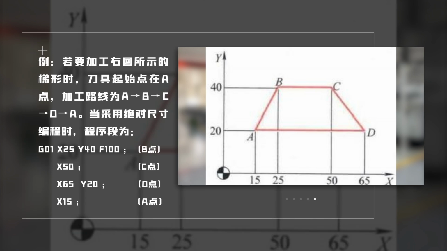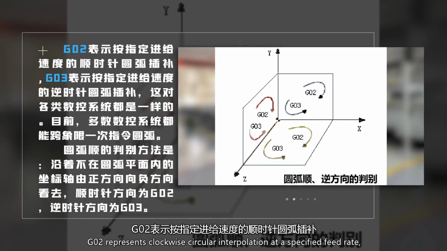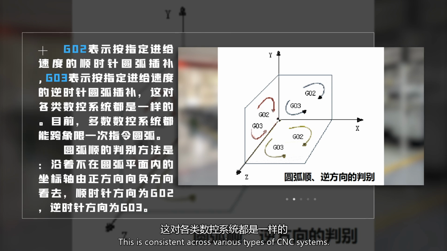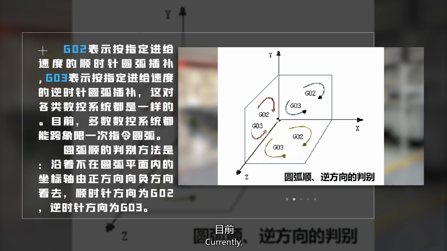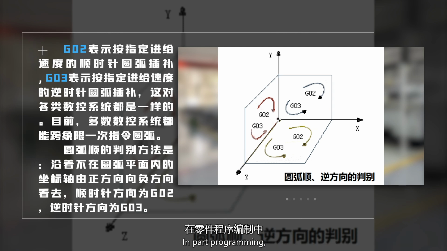G02 represents clockwise circular interpolation at a specified feed rate, and G03 represents counterclockwise circular interpolation at a specified feed rate. This is consistent across various types of CNC systems. Currently, most CNC systems can handle quadrant-spanning circular interpolation with a single command. In part programming, if there is an arc, you can use circular interpolation commands. The command used differs depending on whether the arc is clockwise or counterclockwise.